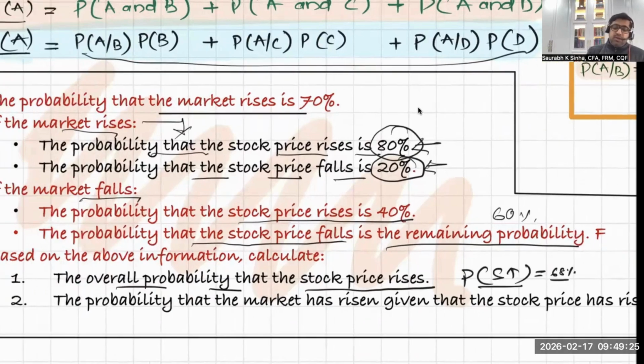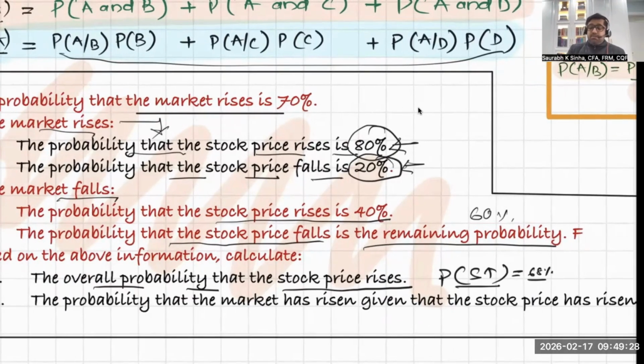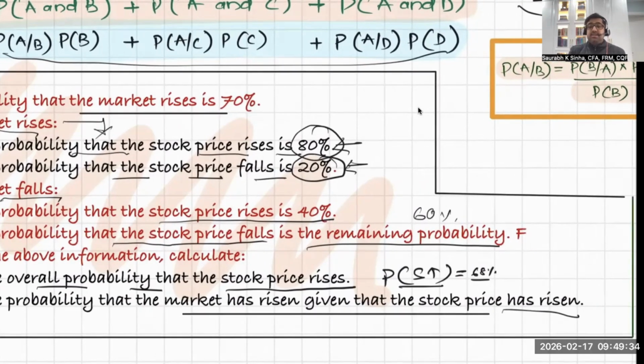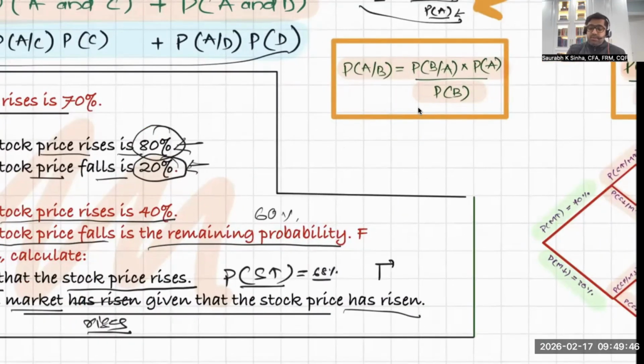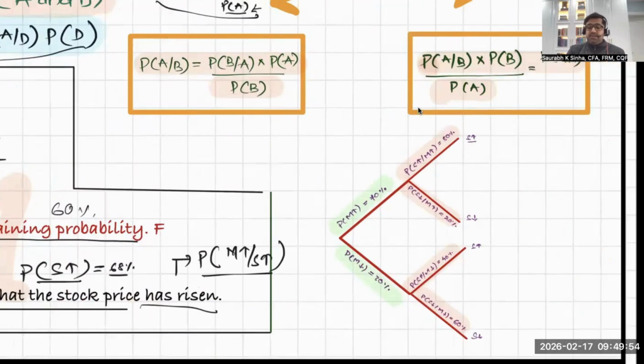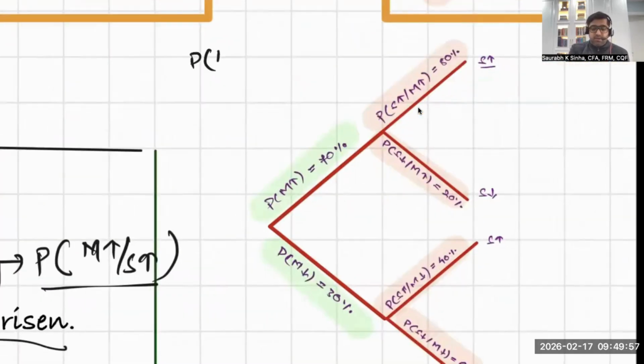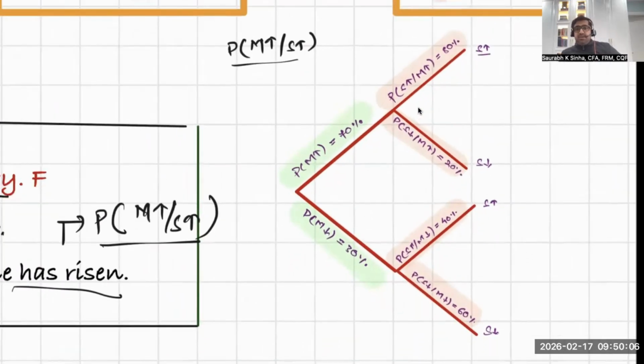Now let's try to find out the probability that the market has risen given that the stock price has risen. So actually the question is, what is the probability that the market rises given that the stock price has risen? So you're interested in finding this. Now you don't have this information in this tree.